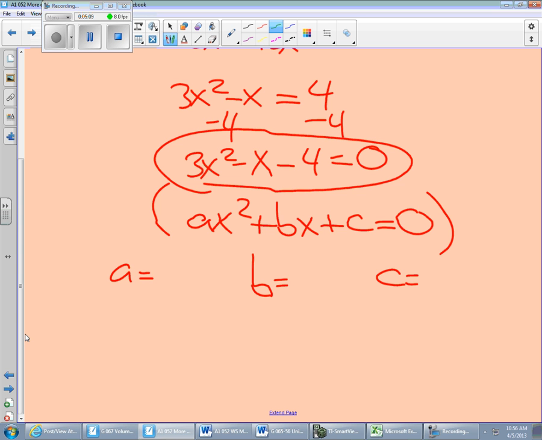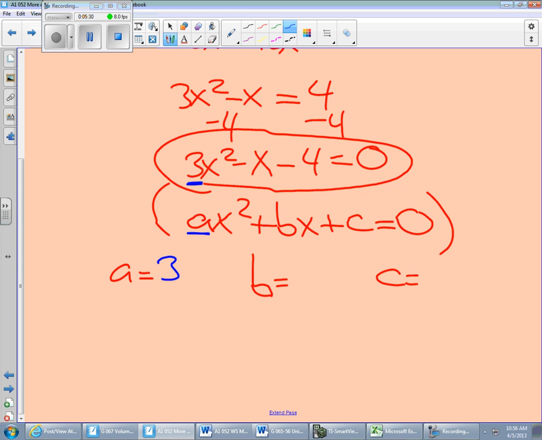A is the coefficient in front of x squared, so it's a 3. I heard somebody say 3x squared. That's fine, I understand what you're thinking, but the A, the B, and the C are just the coefficients, nothing to do with the variables. A is simply the number that comes in front of x squared. So it's a 3.